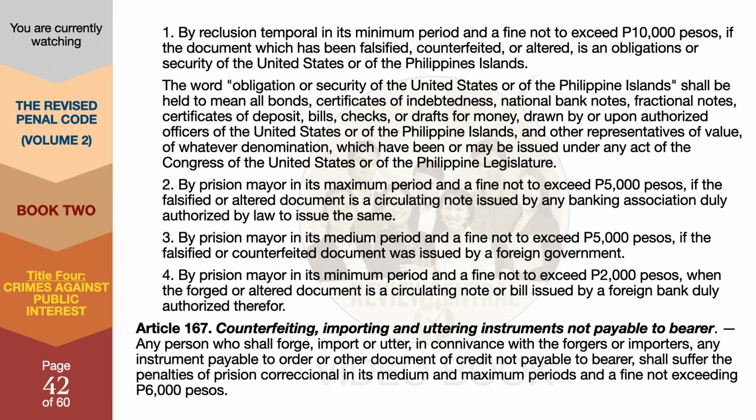Article 167. Counterfeiting, importing and uttering instruments not payable to bearer. Any person who shall forge, import or utter, in connivance with the forgers or importers, any instrument payable to order or other document of credit not payable to bearer, shall suffer the penalties of prisión correccional in its medium and maximum periods and a fine not exceeding 6,000 pesos.